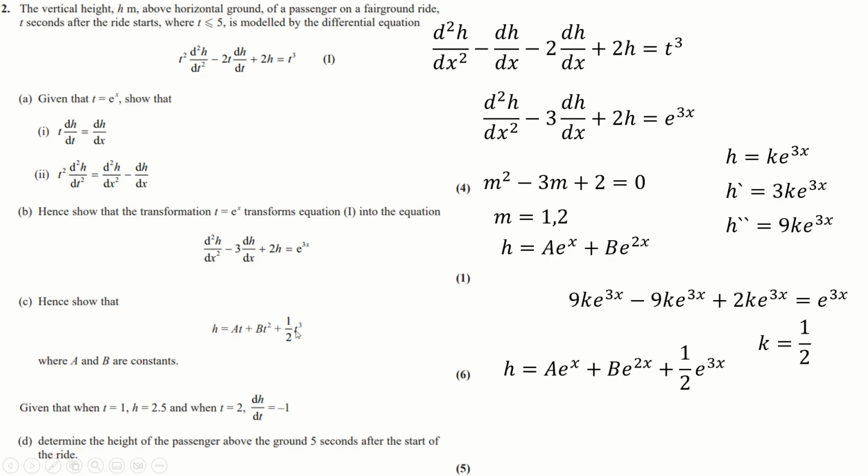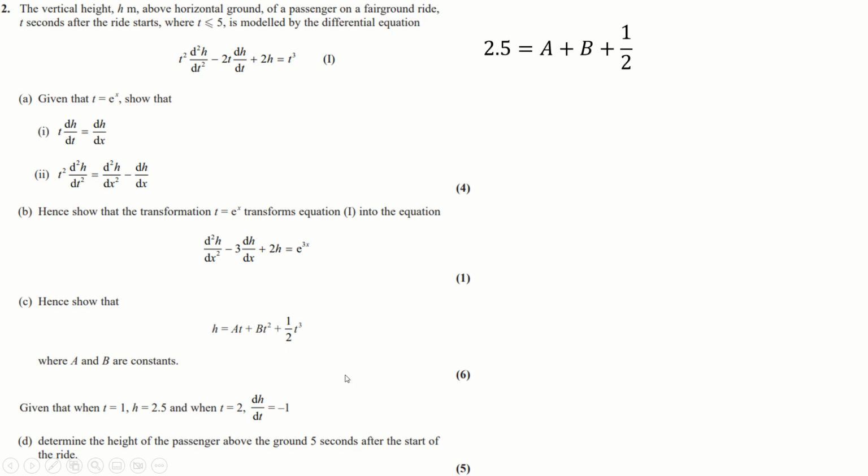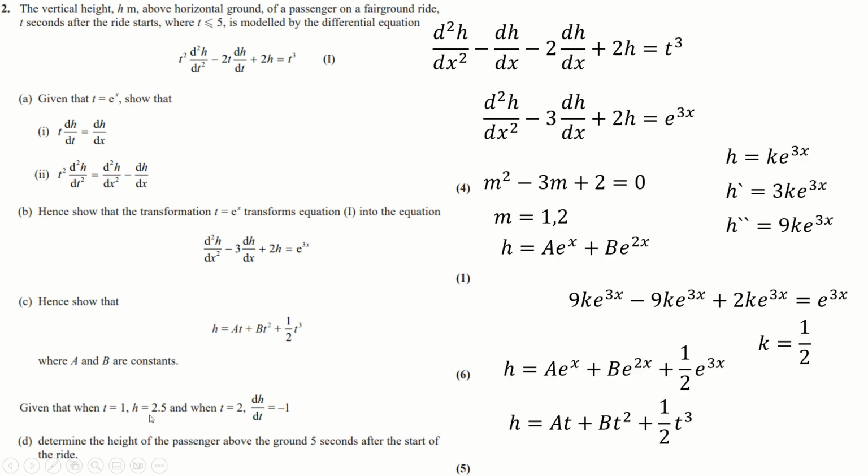E to the 3x is t cubed, e to the 2x is t squared, and e to the x is t. So we end up with that there. I think we're all happy with that now. Good. And yeah, now we have some stuff we can put in.